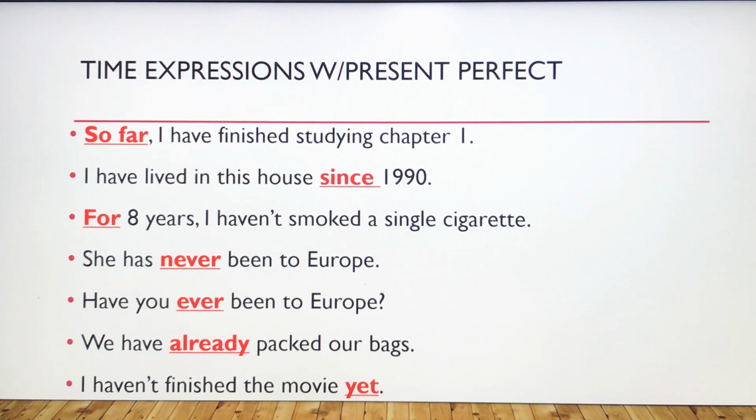The third one is for, and we use it with a number of years. So for 8 years, for 5 years, for 2 years, for example. So for 8 years, I haven't smoked a single cigarette. Then we have the word never. She has never been to Europe. And the following one is usually used with questions. Have you ever been to Europe?